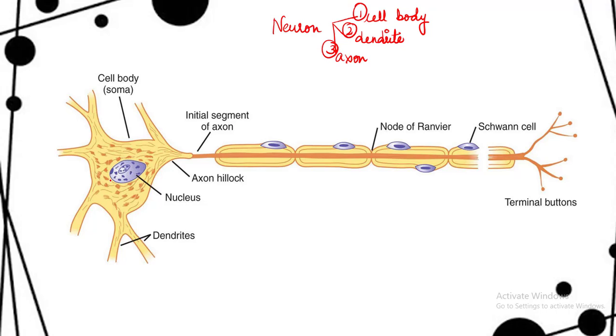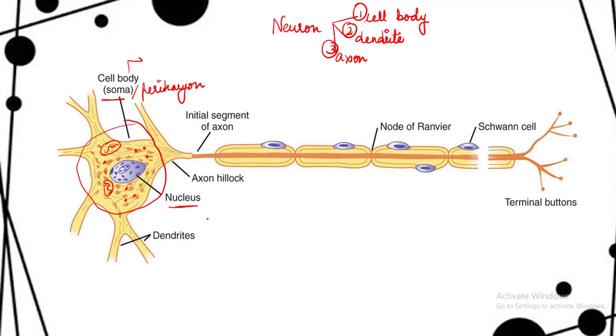So first we look at the cell body. This part is the cell body of the neuron. The cell body of the neuron is also called the soma or the perikaryon. The cell body has the cytoplasm, the nucleus, and the mitochondria. Other organelles like the Golgi apparatus and lysosomes are also present, and the Nissl granules are also present.